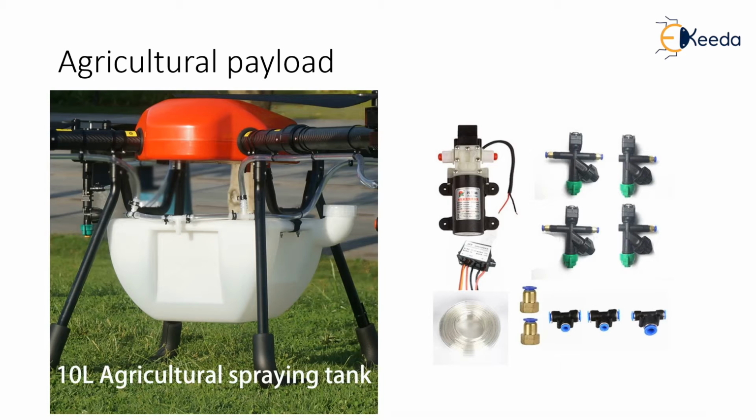Drones can be equipped with large reservoirs, which can be filled with fertilizers, herbicides, or pesticides. Using drones for crop spraying is much safer and cost effective. Drones can even be completely autonomously programmed to run on specific schedules and routes.